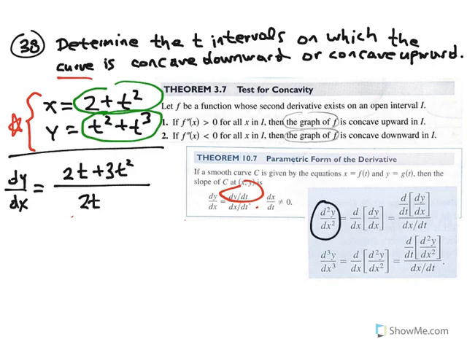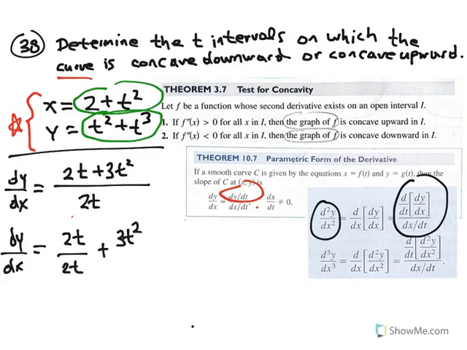Now to find the second derivative, this is what we will use. But before you do that, you want to simplify what you have as much as possible so that the mechanics of the differentiation will be easier to do. So you have 2t over 2t plus 3t squared over 2t.